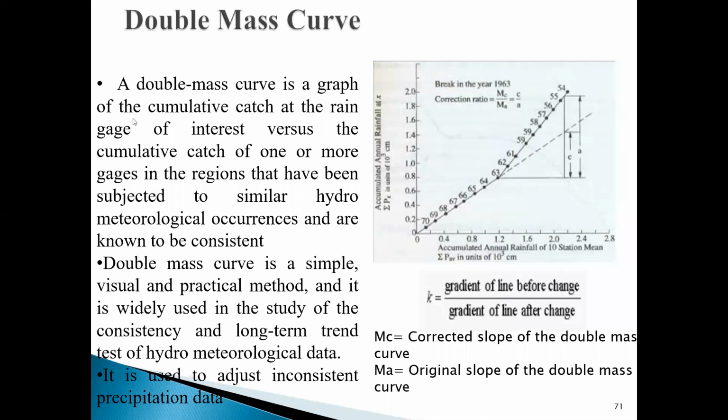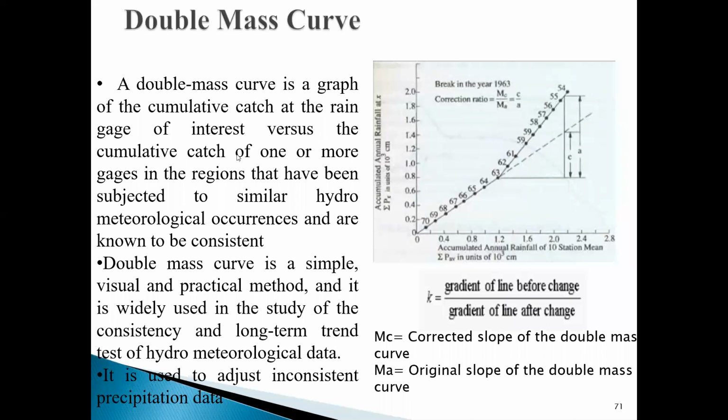So a double mass curve is a graph of cumulative catch at the rain gauge of interest, that is the station X, versus the cumulative catch of one or more gauges in the region that have been subjected to similar hydrometeorological conditions and are known to be consistent. The double mass curve is a simple visual and practical method, and it is widely used in the study of consistency and long-term trend tests of hydrometeorological data. It is used to adjust inconsistent precipitation data.